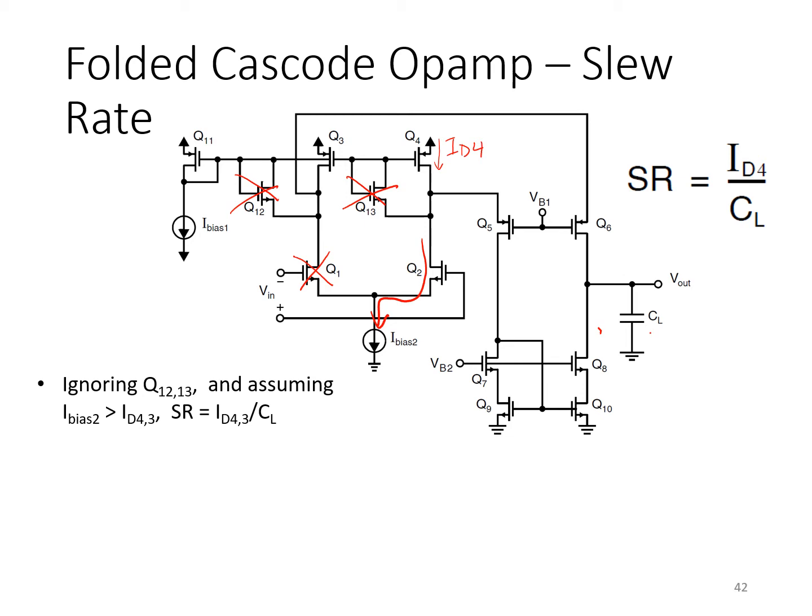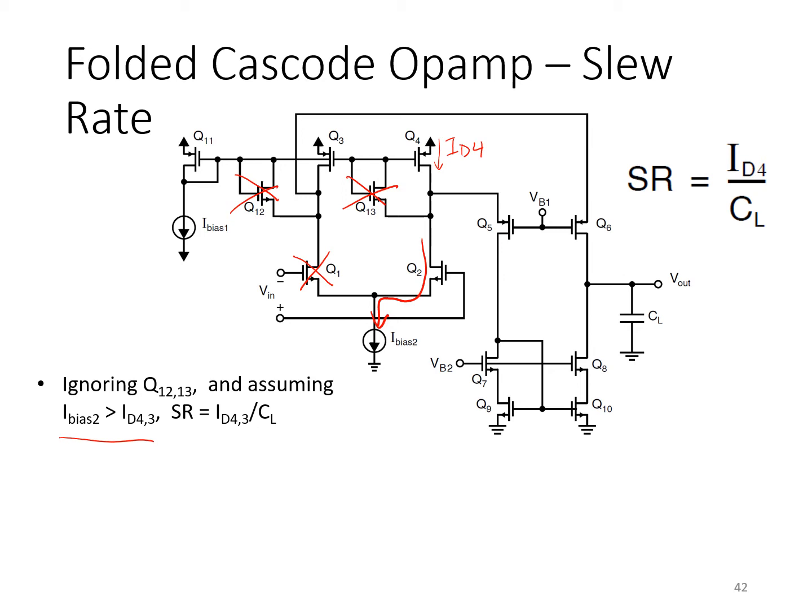The other possibility is that I bias 2 is less than ID4. These give rise to two slightly different slew rates. But once you understand the premise, you can consider the other case pretty straightforwardly. And the more common case, I'd say, is that I bias 2 is larger than the bias current through ID4. It really depends what fraction of the overall bias current through ID4 is going through the diff pair versus how much of it's going to the output stage transistors Q5 and Q6. In any case, let's consider the case I bias 2 is greater than ID4 and 3.